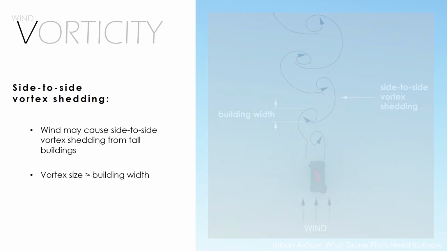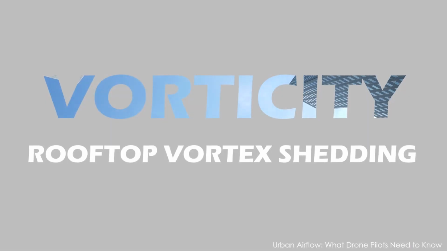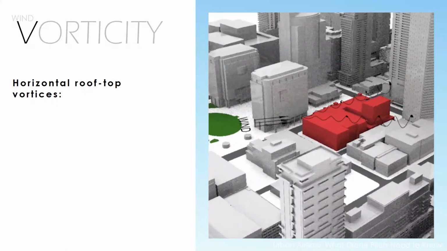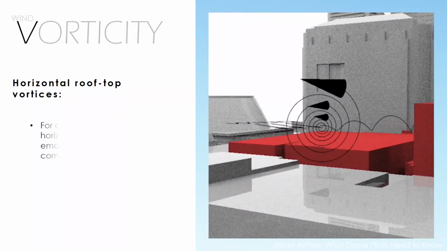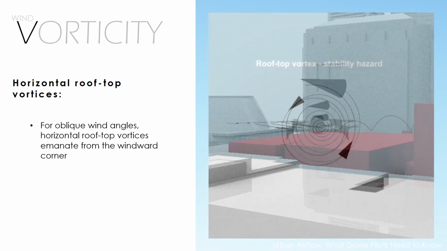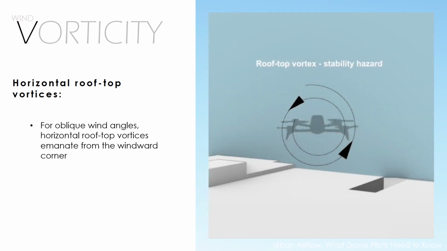Coordinated vortices can also appear within rooftop wakes. If the wind approaches the building face at an angle, two strong rooftop counter-rotating vortices emanate from the windward corner of the roof with a horizontal trajectory. Horizontal vortices can be a stability hazard to RPAS as they apply an overturning force to the aircraft, particularly if the vortex and RPAS are similar in size.